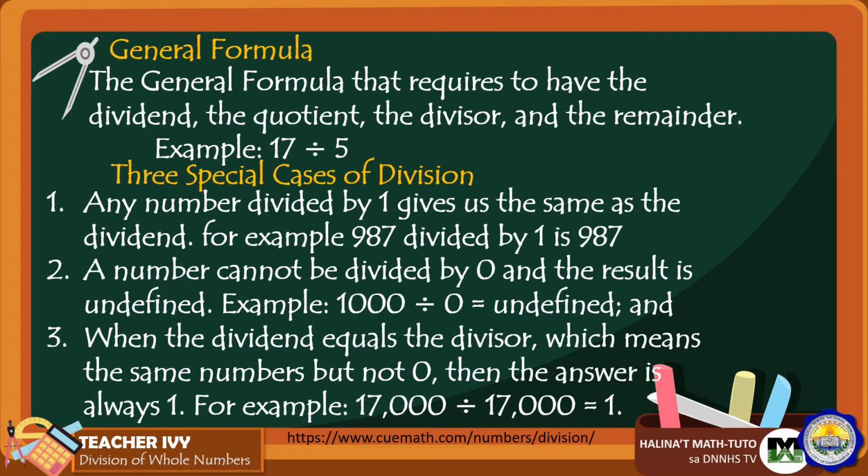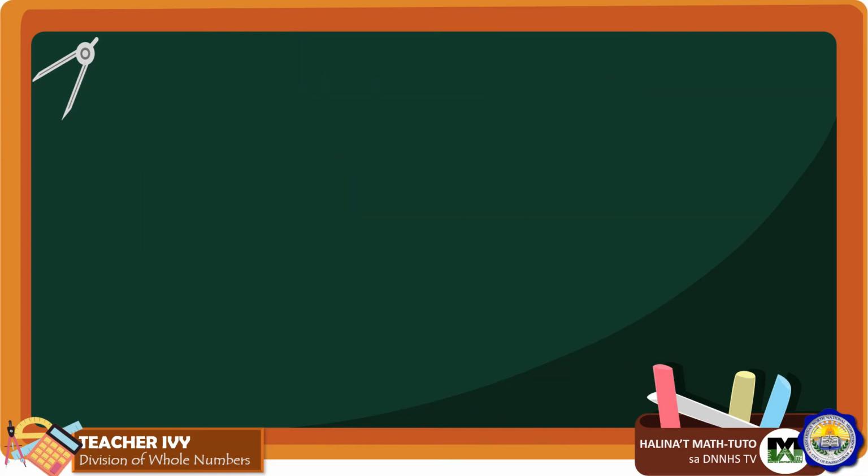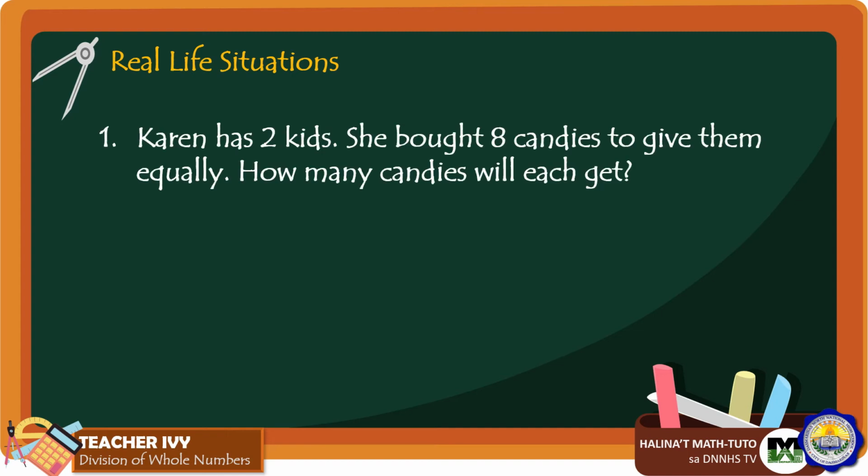In order to understand it well, I will give you a real-life situation. Karen has 2 kids. She bought 8 candies to give them equally. How many candies will each get? We should first identify the dividend and divisor. Take note that dividend is the total shares that are to be shared, while divisor is the number of equal groups that are to be made.